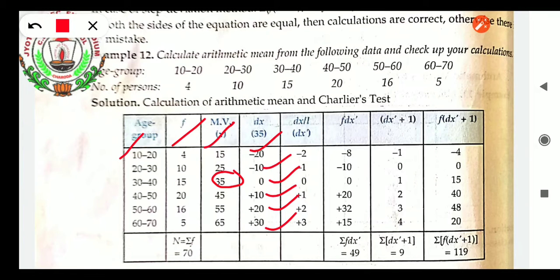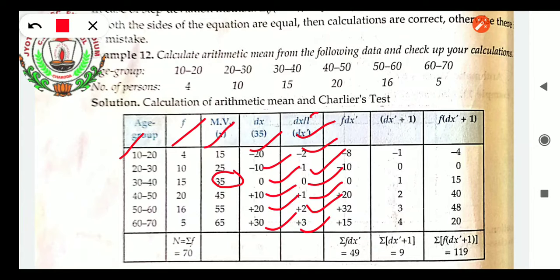If we want to take dx dash, how do we take it? dx dash equals dx upon i. Here you can see it is i. What is the class interval here? The difference is 10. 20 minus 10 is 10, 30 minus 20 is 10. So i is 10. So dx dash, the formula is dx upon i. Minus 20 divided by 10 is minus 2. Minus 10 divided by 10 is minus 1, 0 divided by 10 is 0, 10 divided by 10 is 1, 20 divided by 10 is 2, 30 divided by 10 is 3.